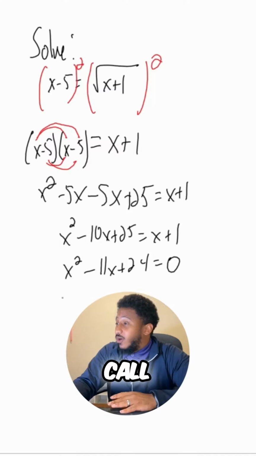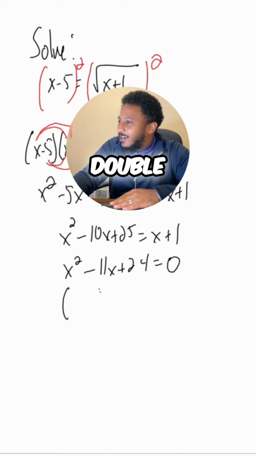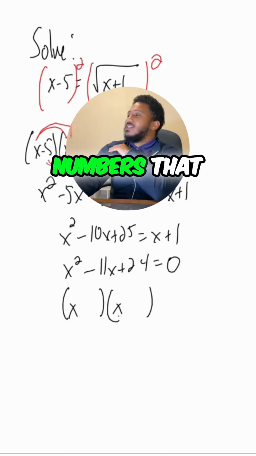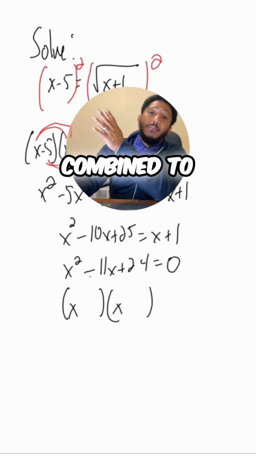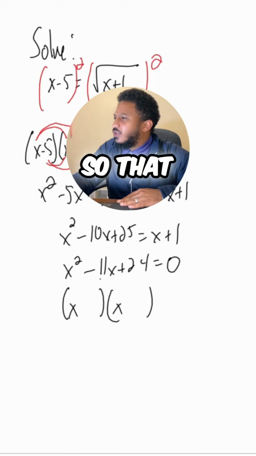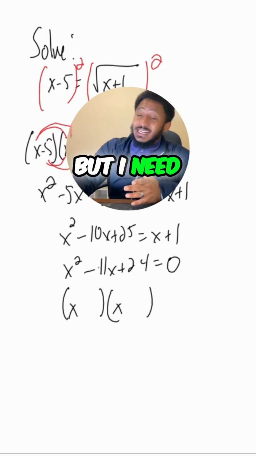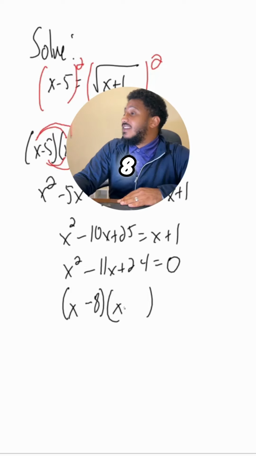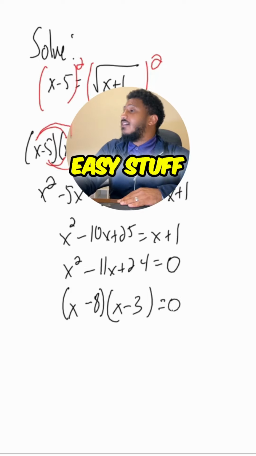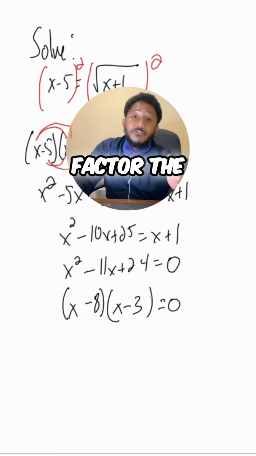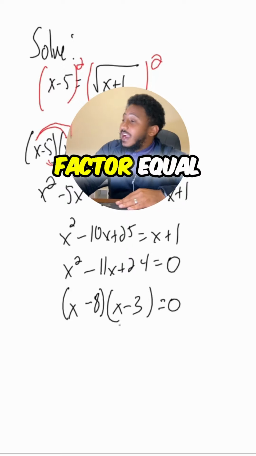Now, this is 3 terms with a 1 in front of the x squared. So we can go straight to what I call double bubble. Double bubble: x and x. And we need numbers that multiply to give me 24 and combine to give me negative 11. So that would be 8 and 3, but I need negative 11, so negative 8, negative 3. Easy stuff.